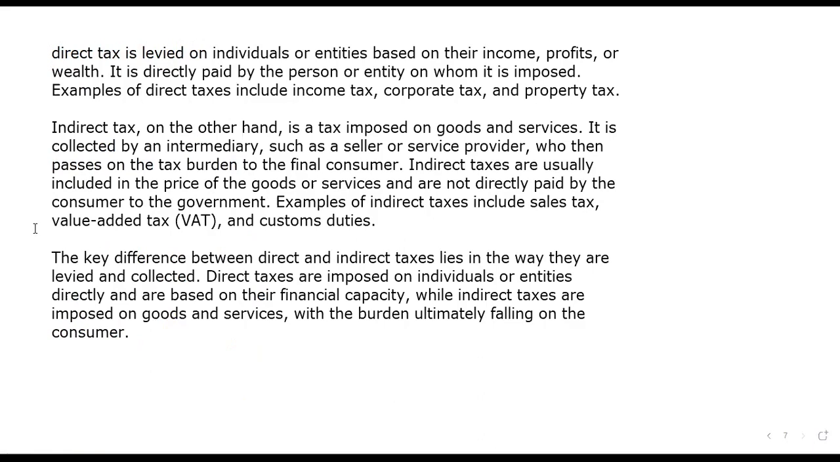whereas indirect tax, on the other hand, is tax imposed on goods and services. It is collected as an intermediary, where the seller or service provider passes the tax burden to the final consumer. So indirect taxes are usually included in the price of the goods we buy and the services. These are not directly paid by the consumer to the government, except that the government has modified the type of taxing because people withhold. So if somebody makes a payment to a government agency, they will deduct the tax, which will be paid to the government directly.